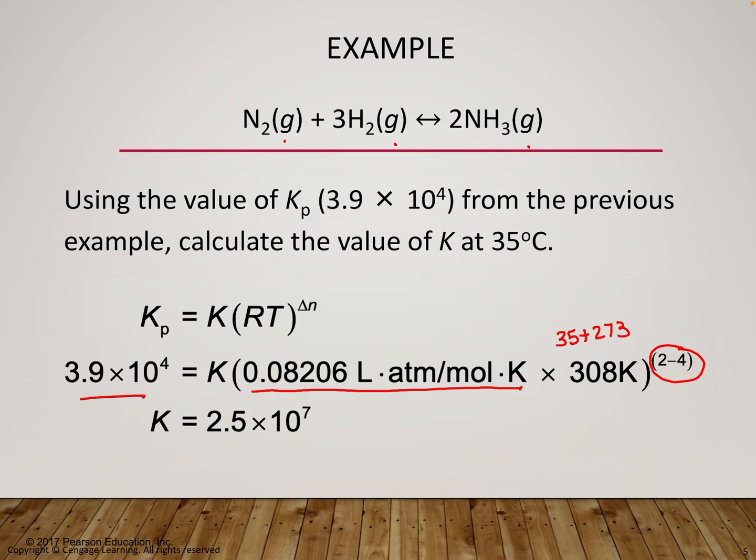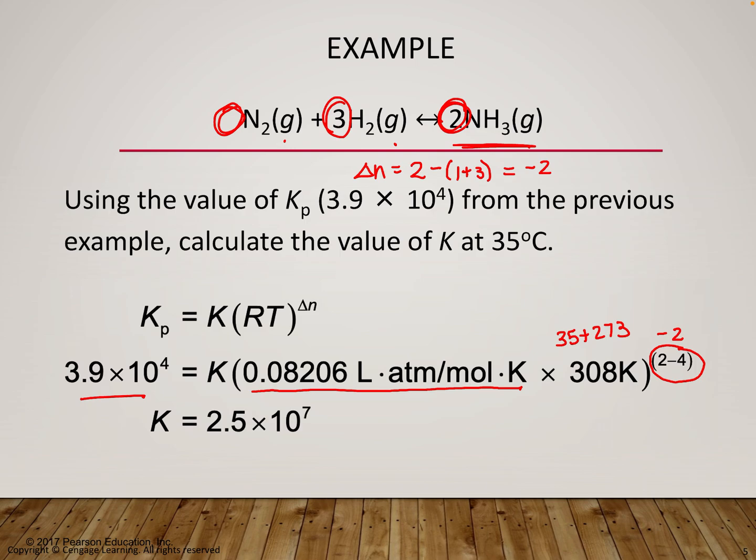So our total coefficients on the product side is a 2. Okay, so right now we have delta n is equal to our products minus, and then we'll look at our reactants. So this is going to be 1 plus 3. So minus 1 plus 3, which is 4. So 2 minus 4 gives us negative 2. Okay, so that is our power that we're raising it to, our superscript here.